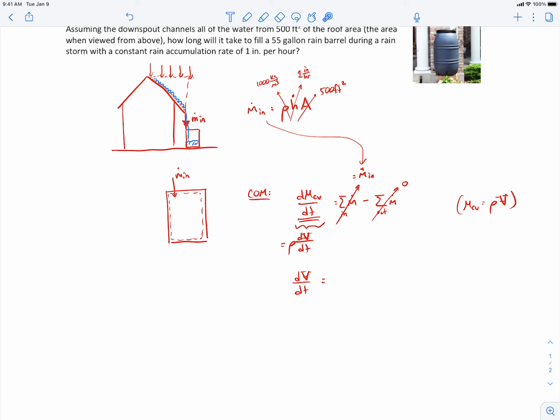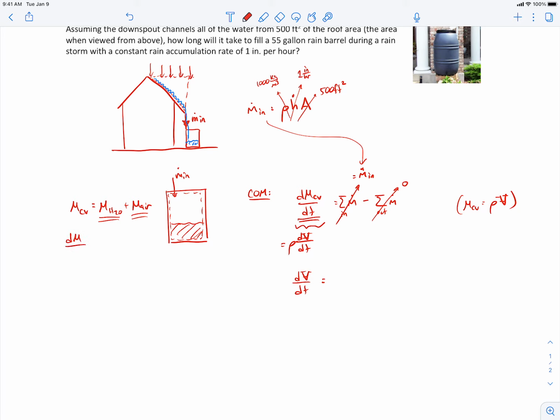oh, and by the way, one other thing I should mention is as the water accumulates inside this rain barrel, the mass inside the control volume would include the mass of the water plus the mass of the air, right? Because there's some air inside here and then there's water. And of course, the mass of the water will tend to be much larger than the mass of the air, because they have such different densities.